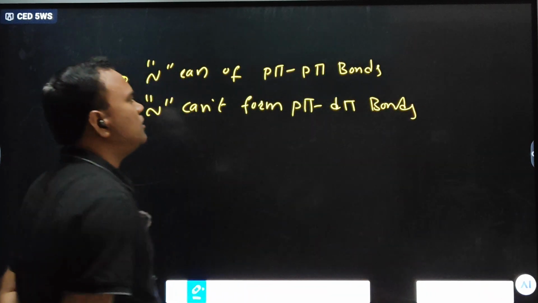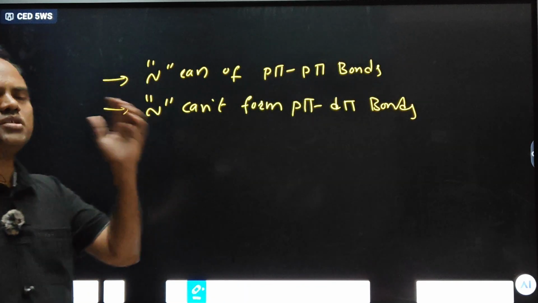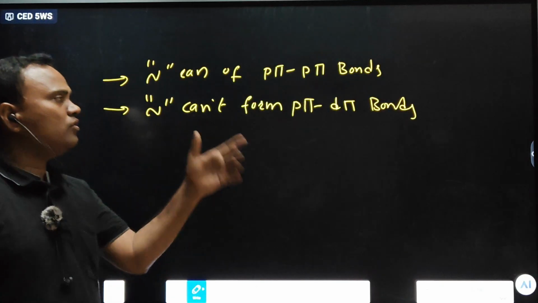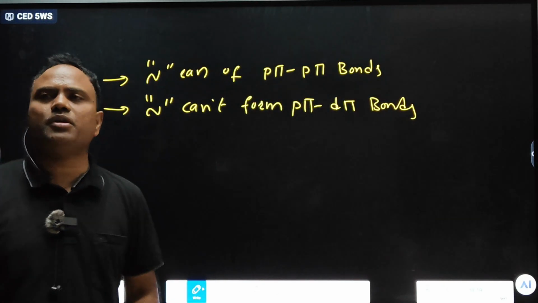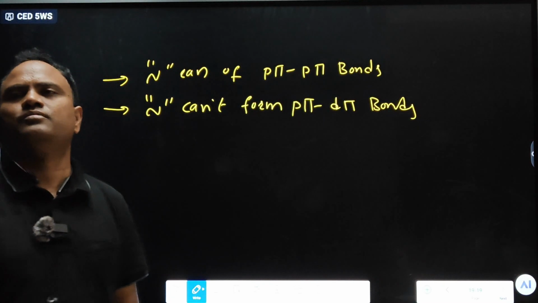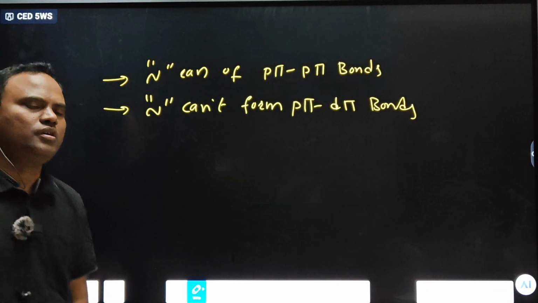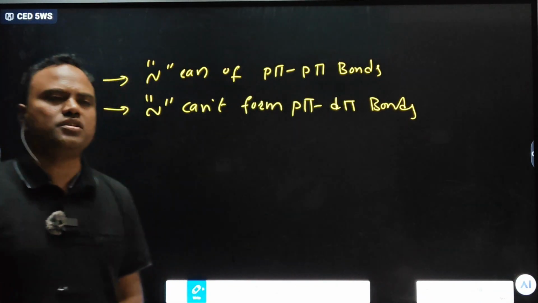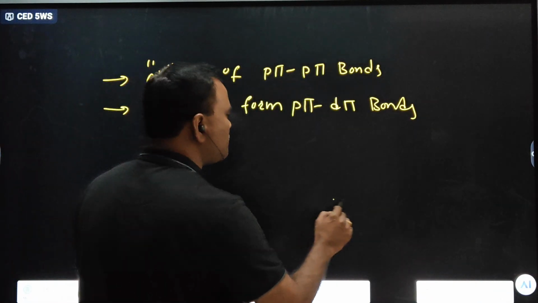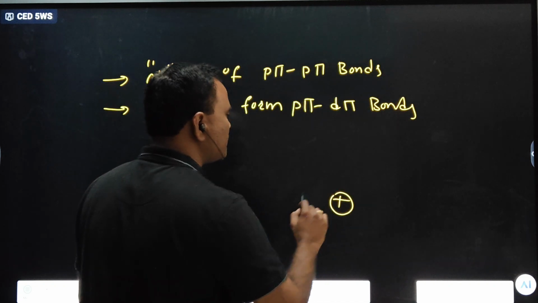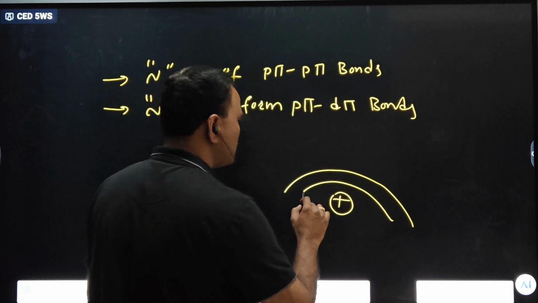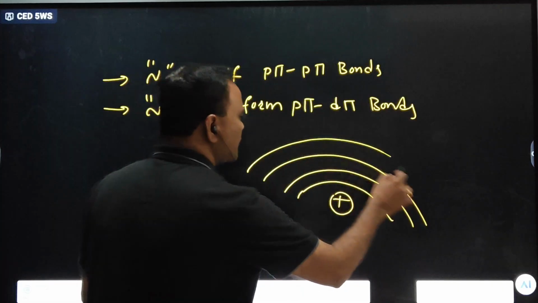In chemical bonding, we have this concept of p-pi d-pi bonding. Why can nitrogen not form p-pi d-pi bonding? Adiba, any guess? Yes, due to absence of vacant d orbitals. Why are vacant d orbitals not present in nitrogen? Look at this diagram once. This is useful for other concepts also. That's why I'm giving this diagram.